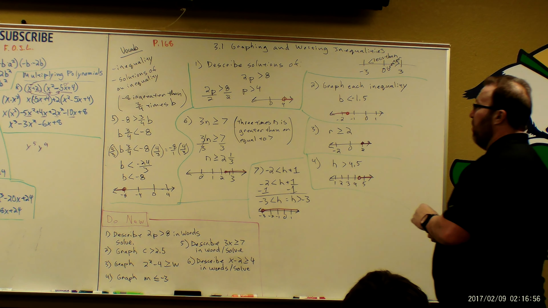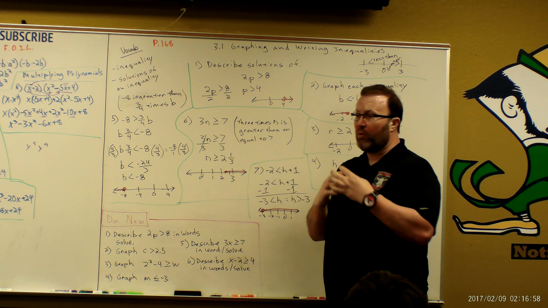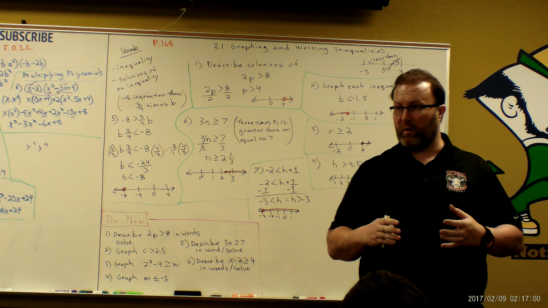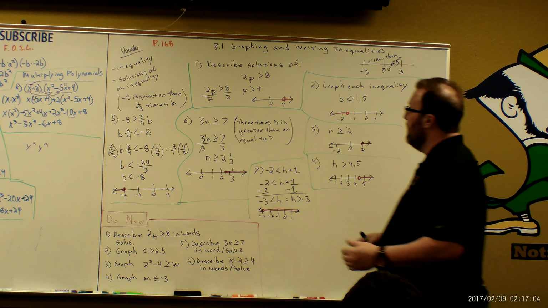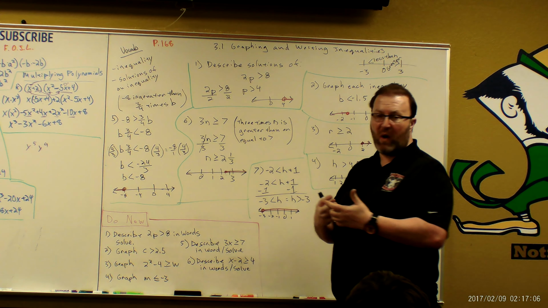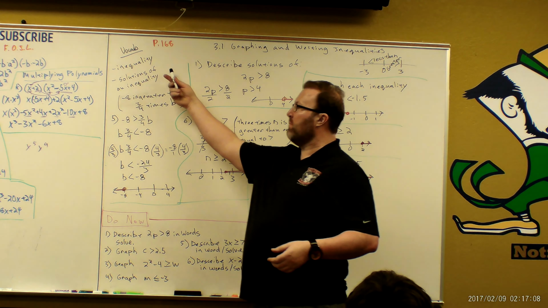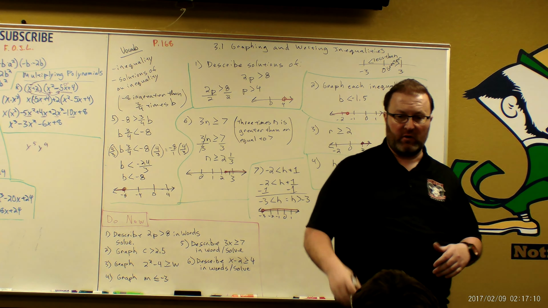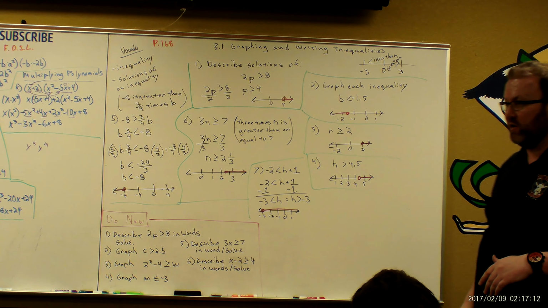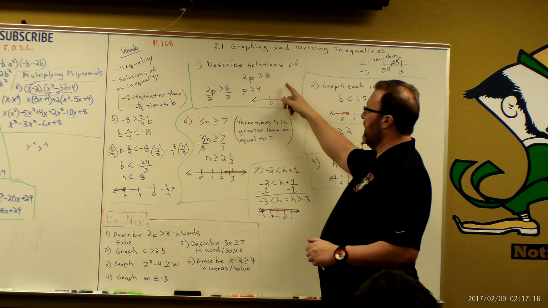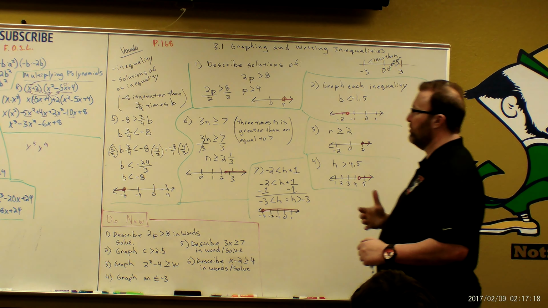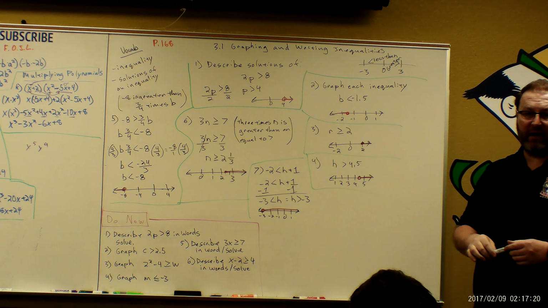Okay, so these are problems where we're solving inequalities, which means the answer has a range of some sort. So we're figuring this out and then we're graphing it. What an inequality means is greater than or less than, greater than or equal to, less than or equal to. Looking at the first example, it says describe the solution of 2p is greater than 8.